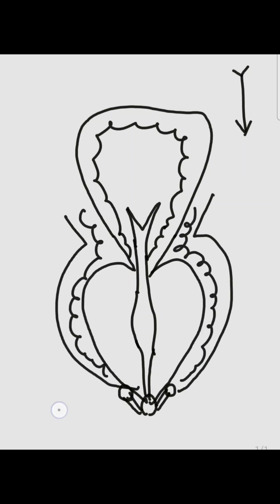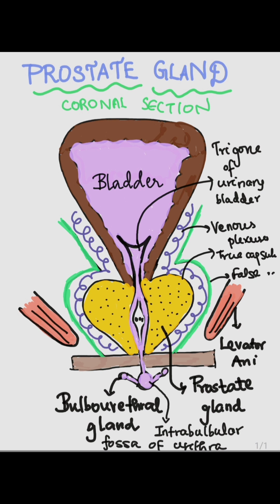Today we will learn about the anatomy of prostate gland. First, draw a U-shaped structure, then an arrow shaped inside it. Then you are going to draw a heart-shaped structure around it and double it. Then draw two wires, then a block. This is the diagram for prostate gland.